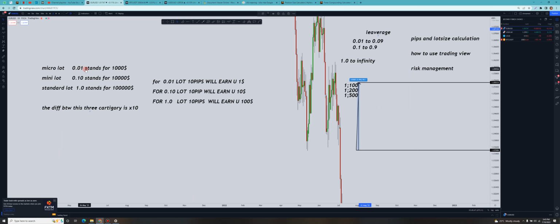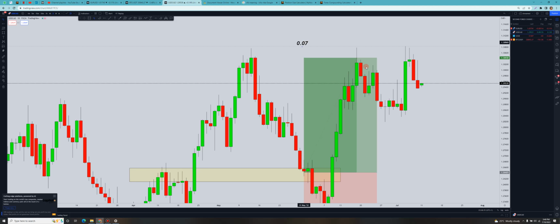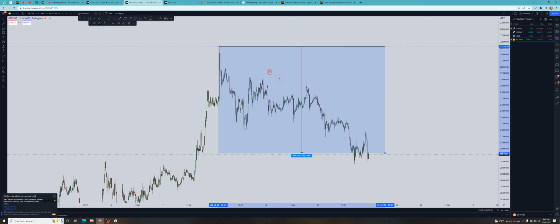See the formula here. 0.01 lot, 10 pips will earn you $1. That means 20 pips, $2. That means 100 pips, $10. 400 pips, $40. You see now? So that means 400 pips for 0.01 is going to be $40. You now say 40 times 7 because what we are using here is what? 0.07. Okay. This is how I do my thing. We'll move further until we get it clear.